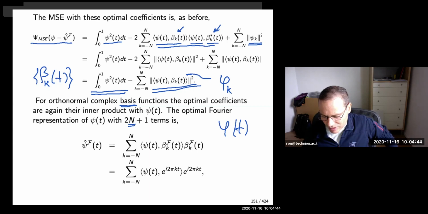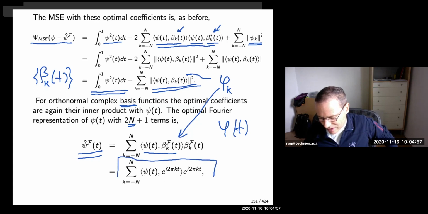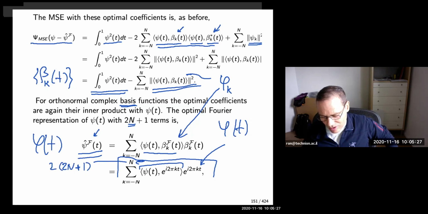Okay, so how would the reconstructed function look like? Instead of writing my psi k, I can now plug in the optimal ones, which is nothing but what you see over here. This is writing everything explicitly. So I take my basis functions, and I run with k from minus n to plus n, and here I have the inner product as my coefficients. So this would be representing psi of t with the Fourier basis, or with the Fourier functions, where I use only the first 2n plus 1 functions, with twice as many numbers to represent them because I have complex and reals.